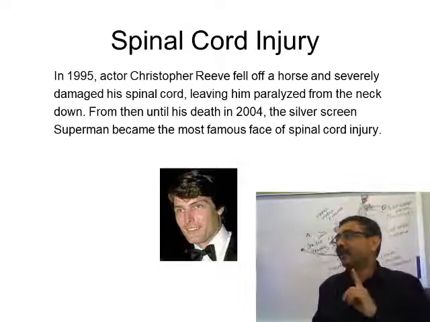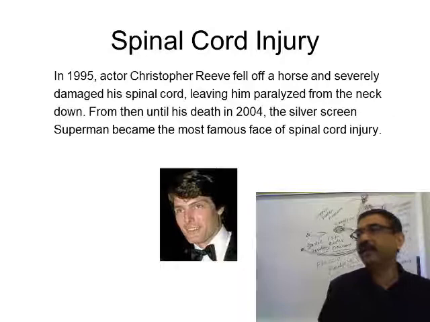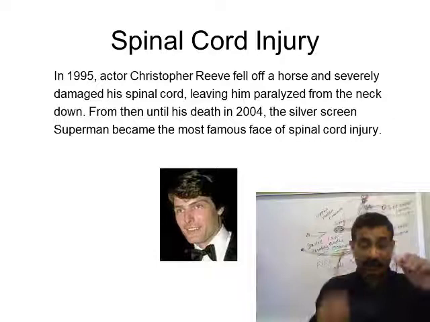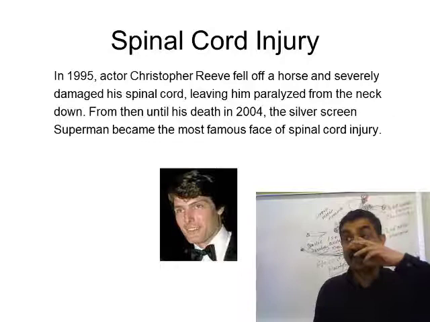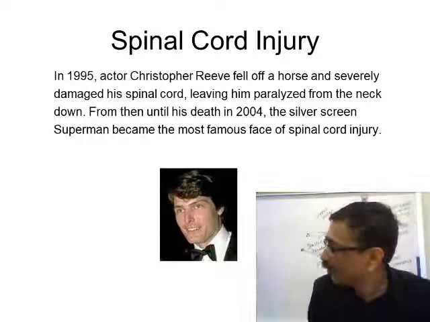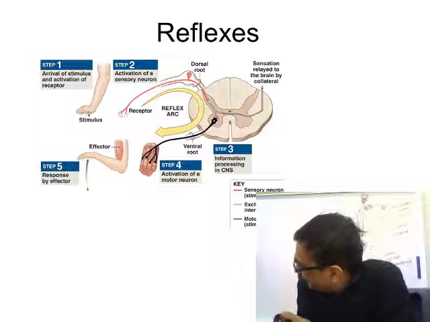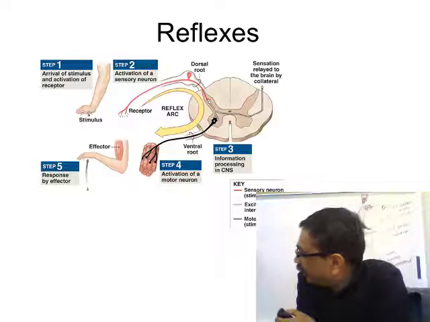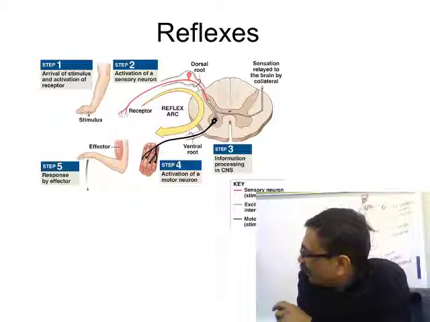If one side of the body is paralyzed, that is called hemiplegia. So, one side of the spinal cord got injured, and that is affecting one side of the body. So, that is hemiplegia. Those are three commonly heard clinical conditions related to spinal cord injury. We have already talked about reflex in the last class, so you already know that.